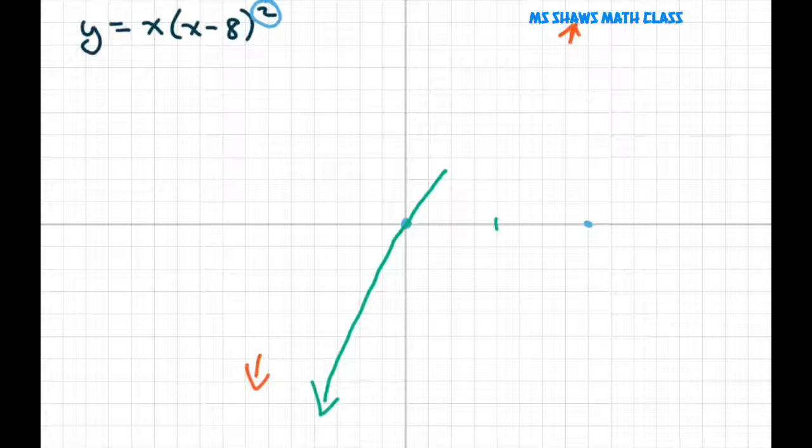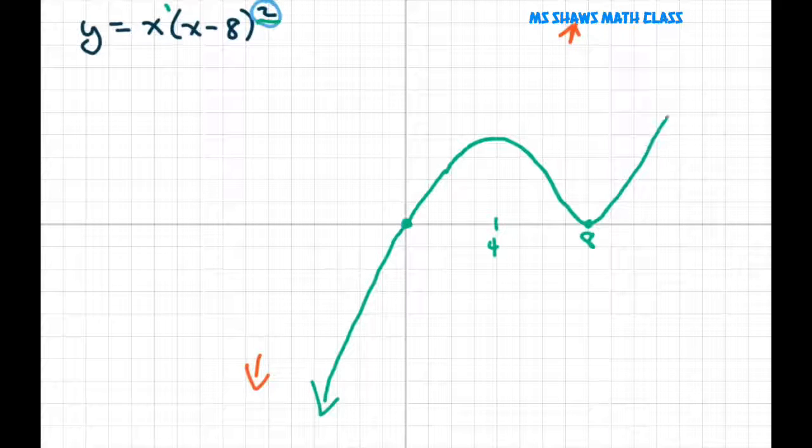The midpoint between those two is 4. So if you want to plug in 4 and figure that out, you can. But this video is not about min and max. Now, we went through the 0 here because that's a multiplicity of 1. However, when we got to our 8, since that's a multiplicity of 2, we can only touch the x-axis. Then we have to make a U-turn and go back up. So that does satisfy our end behavior.